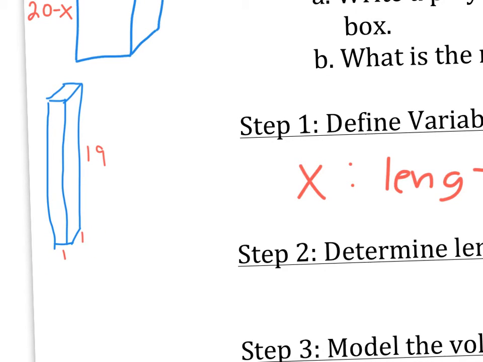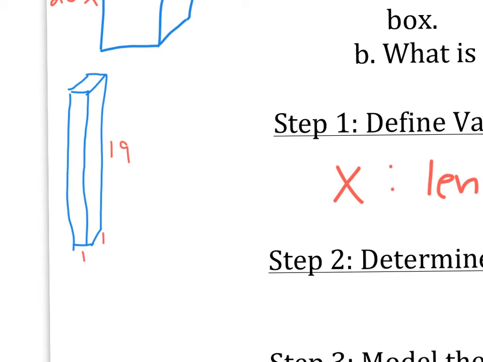Now, why would a packaging company make this? Maybe they are sending rulers in the mail. Maybe they're sending posters of your favorite band or singer, Madonna. All right, here's one possibility. And if you look at it, the volume is actually very, very small. Why? 1 times 1 times 19. So the volume is only 19 cubic inches.